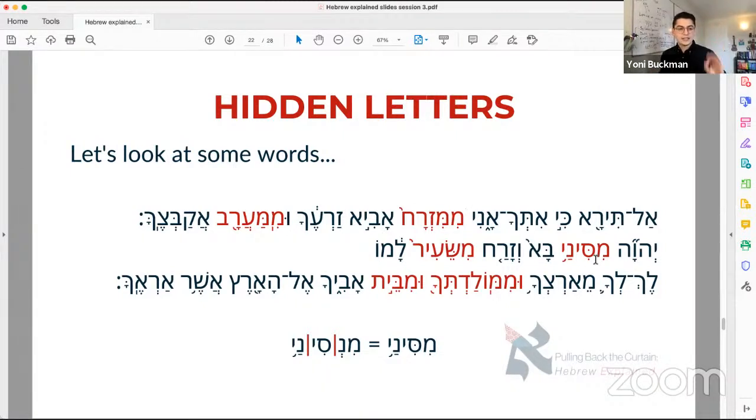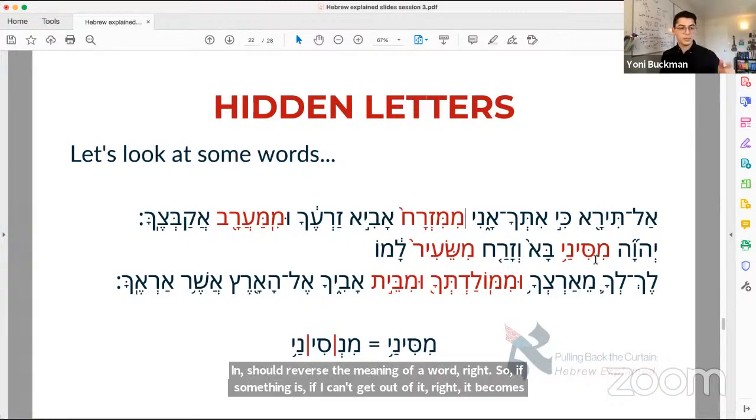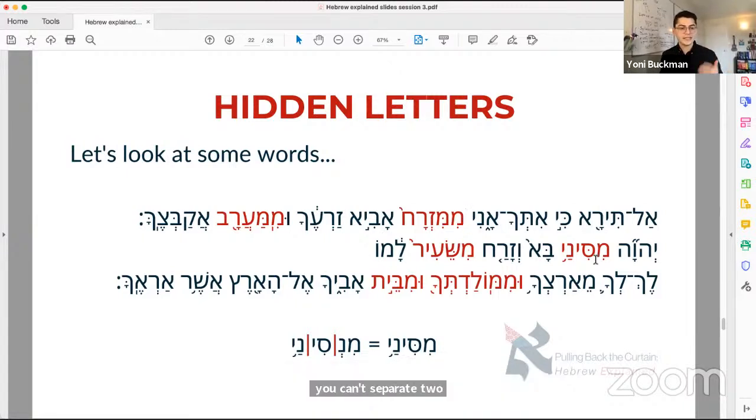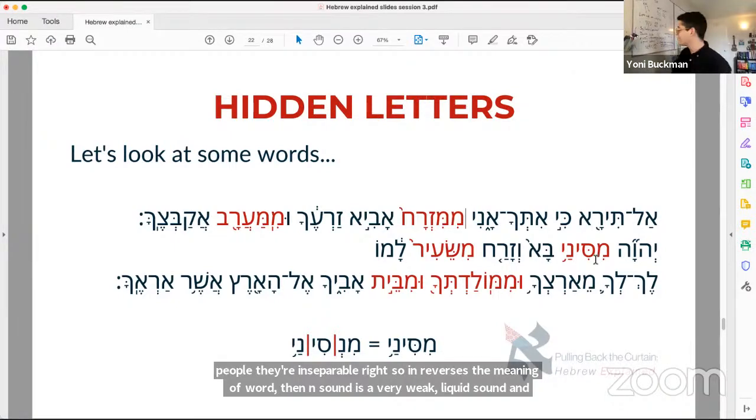The N sound is a very weak liquid sound, and sometimes it disappears when you say a word over and over again. So for instance, if something is not legal, it becomes illegal, right? The prefix should be "in," but before the L, it just doubles up the L. So try saying illegal 100 times fast. It just turns into illegal, right? Hold on, I left it on the whiteboard.